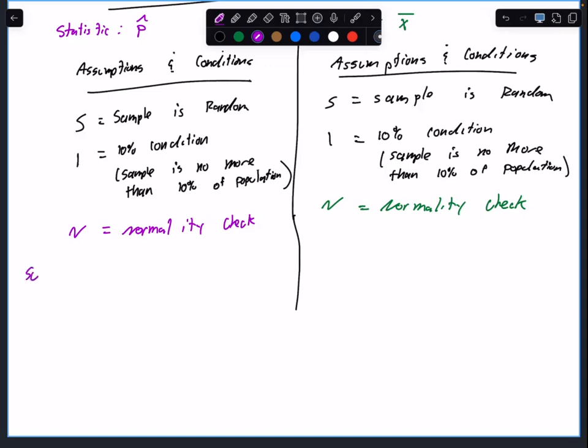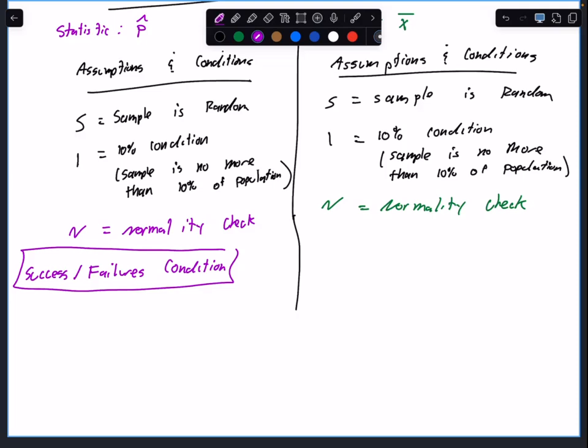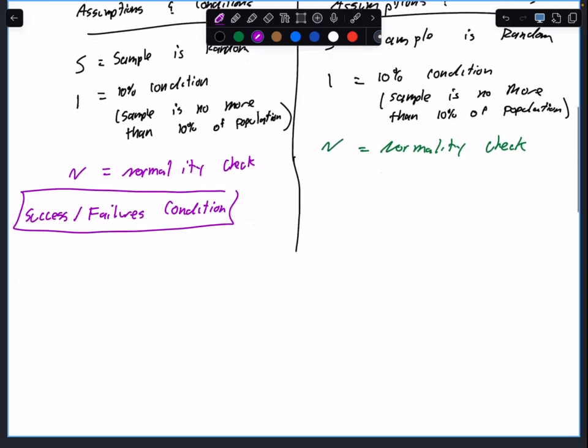This is the success and failures condition. So the normality check is called the success and failures condition. And that is that n times p has to be at least 10, and n times 1 minus p also has to be at least 10. Sorry, I said less than, backwards, terrible. So we need at least 10 successes, and we need at least 10 failures. That is the success and failures condition, which is the normality check for the sampling distribution of sample proportions.